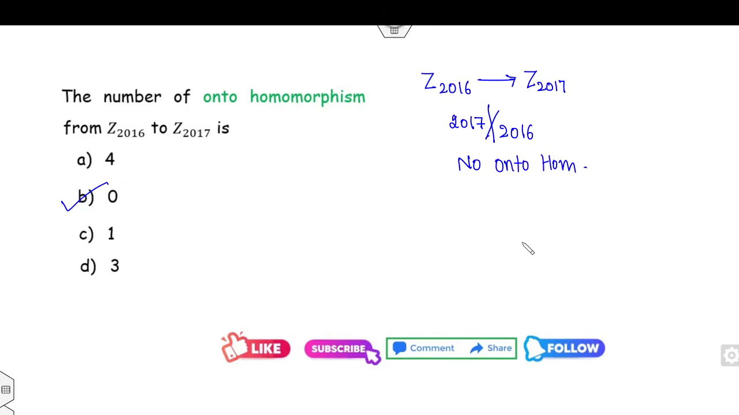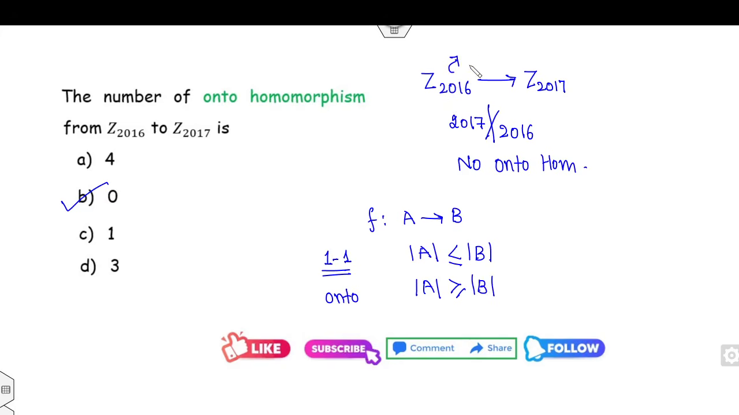Moreover, you all know that if f is a mapping from A to B, then it is said to be 1-1 only if the cardinality of A is less than or equal to the cardinality of B, and it is onto if the cardinality of A is greater than or equal to the cardinality of B. Now you can see the order of Z2016 is 2016. Is it greater than 2017? No. So that means there is no onto function. But I always suggest you use this concept, because it is easy for you to check that.